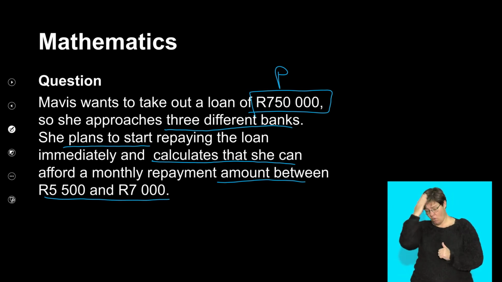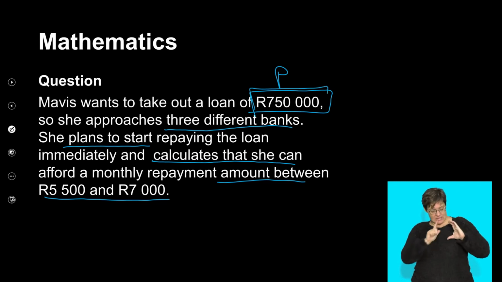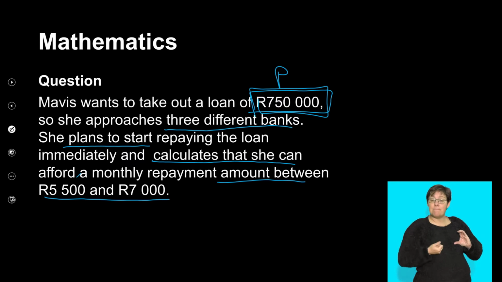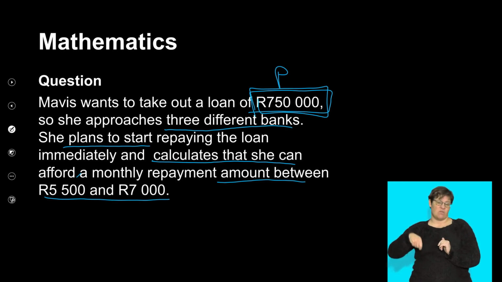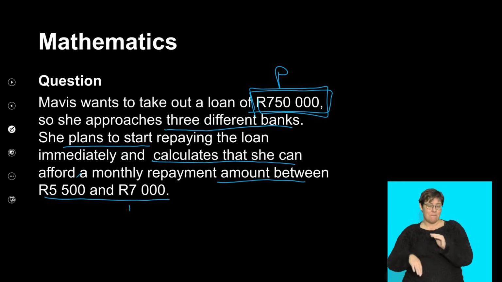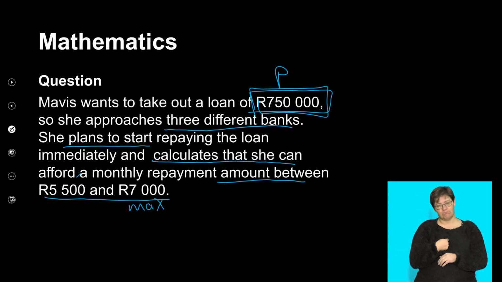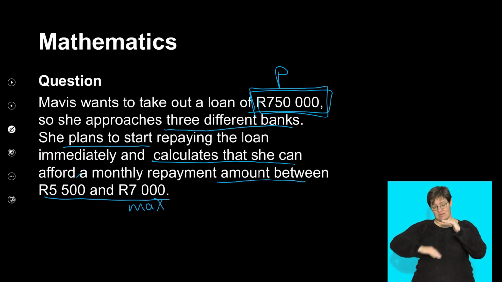So she knows, I want to take 750,000. I can afford to pay anything between 5,500 as my minimum, maybe, but my maximum must be 7,000. I am not willing to go past 7,000 as a monthly payment because that's my budget at the time. That's what Mavis is doing.